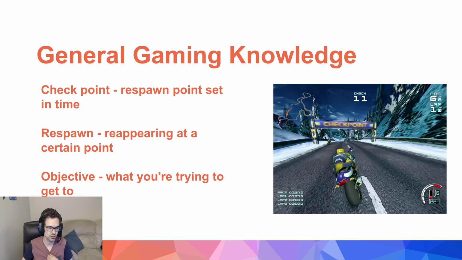An objective is what you're trying to get to. So is it you're trying to capture a square on the ground? Is it you're trying to eliminate the entire team? Is it that you're trying to drive your car to a certain location? You're trying to unlock something, you're trying to read something, you're trying to communicate with someone. Whatever it is, there's always an objective to games.